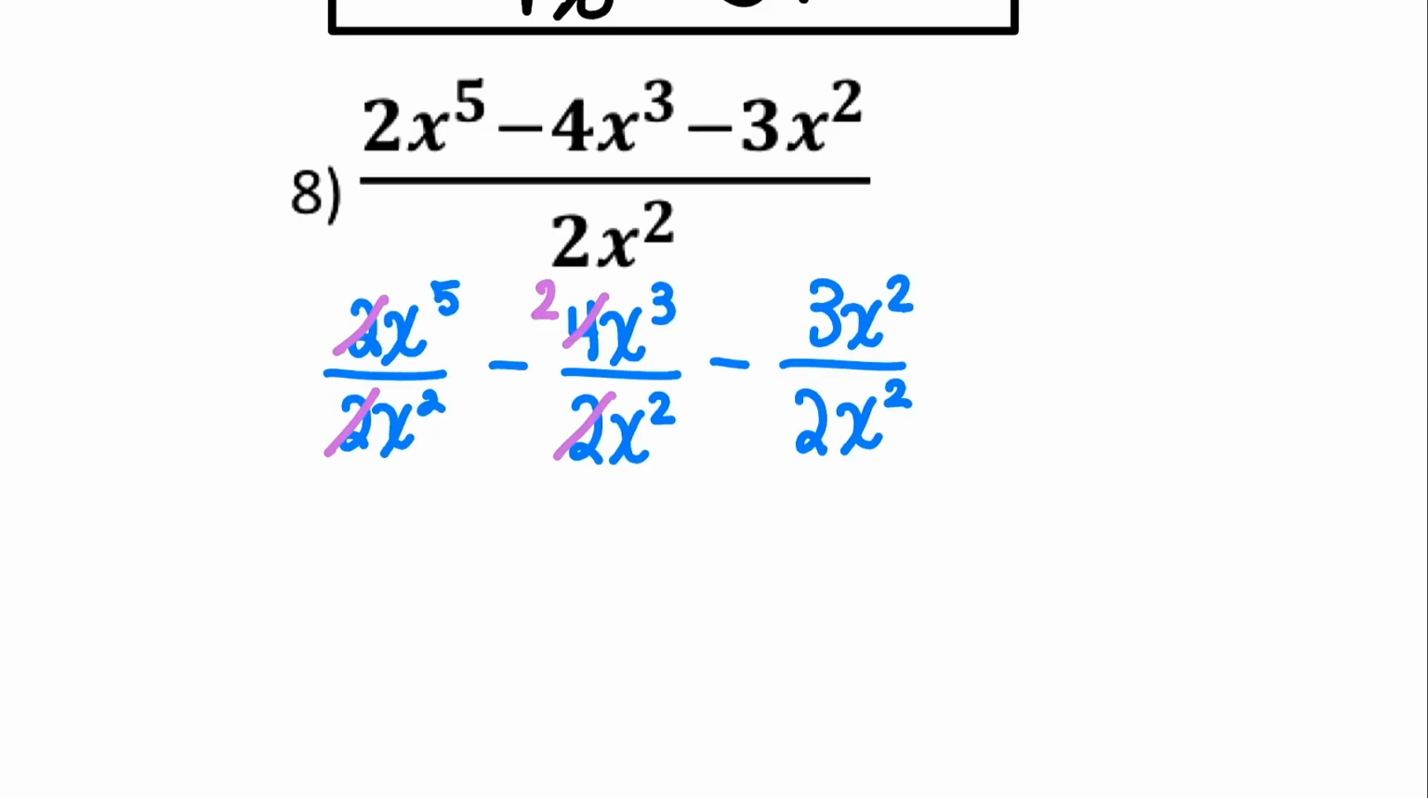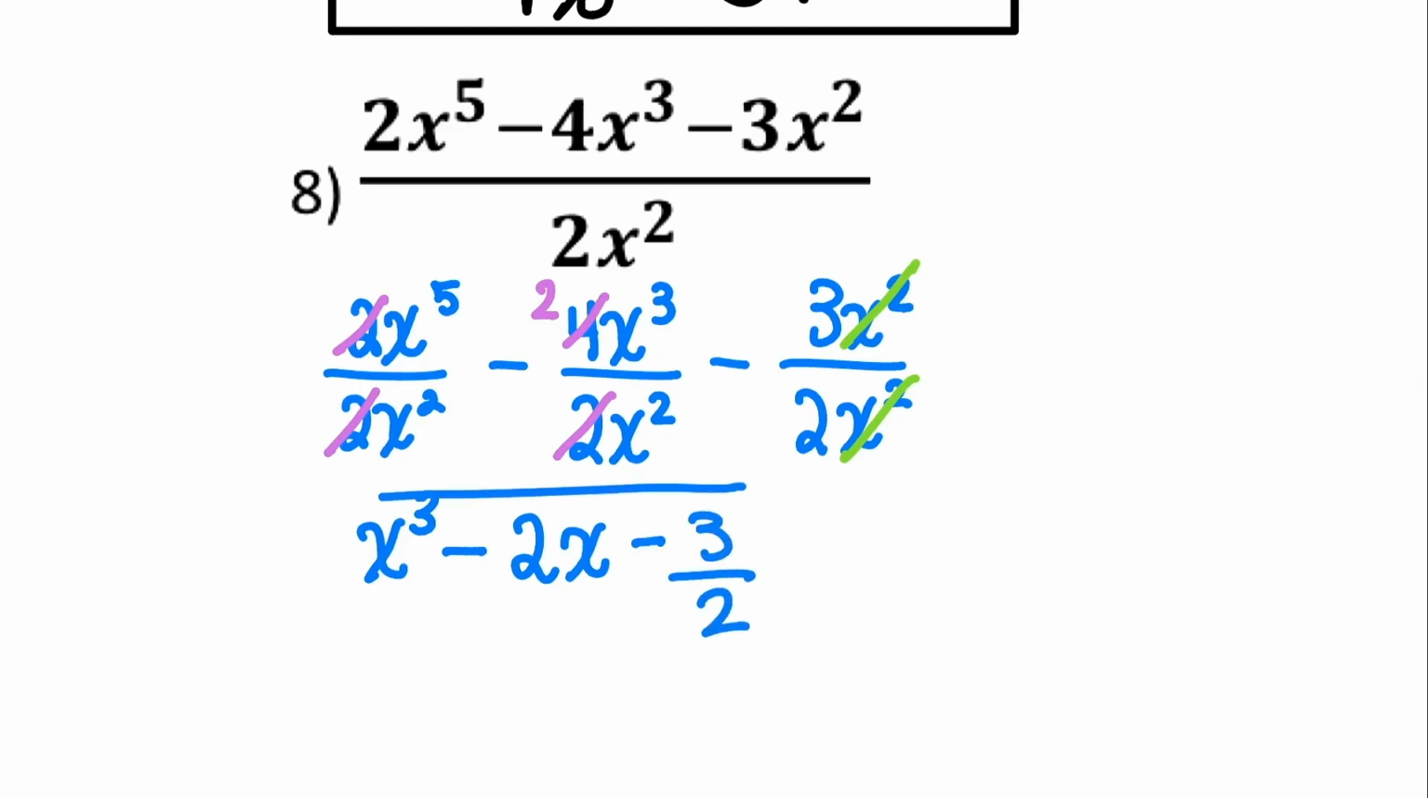Now we can address our exponents. Whenever we are dividing the same bases, we're going to subtract their exponents. So this entire term is going to turn into simply x cubed. 5 minus 2 is 3. Now we're going to take our coefficient, rewrite that. We have x cubed divided by x squared, which is just going to be x. Next, we have x squared over x squared, and those are going to cancel. So this is going to be just negative 3 halves. And that is our final answer.